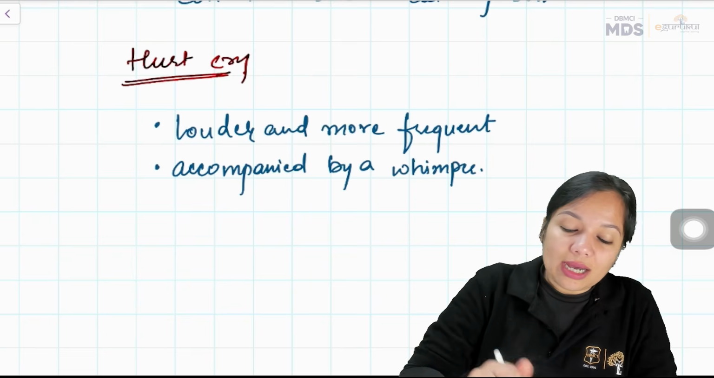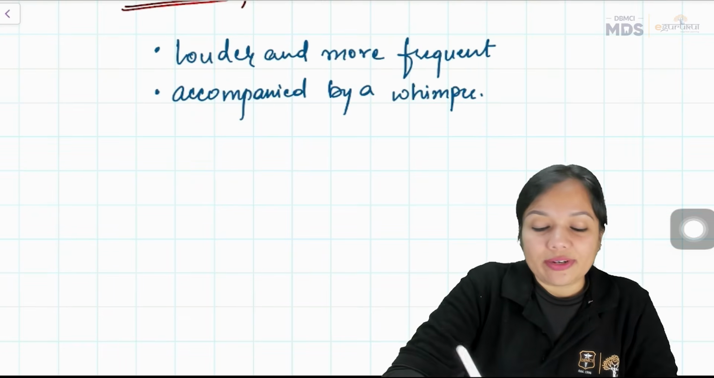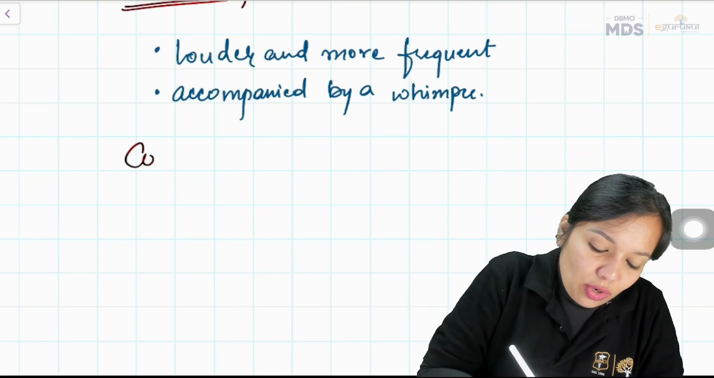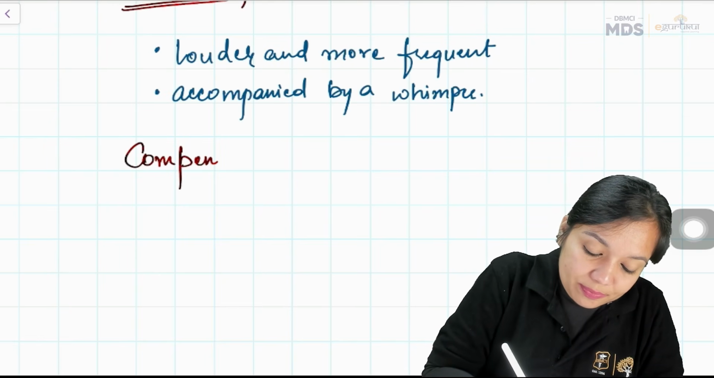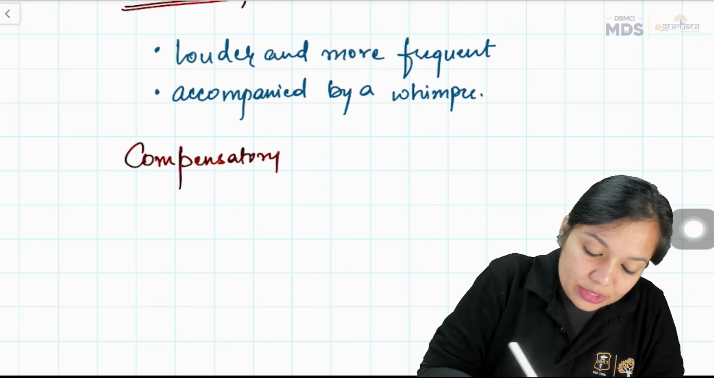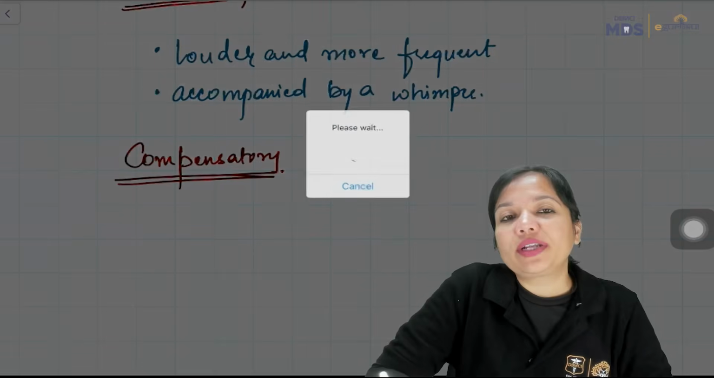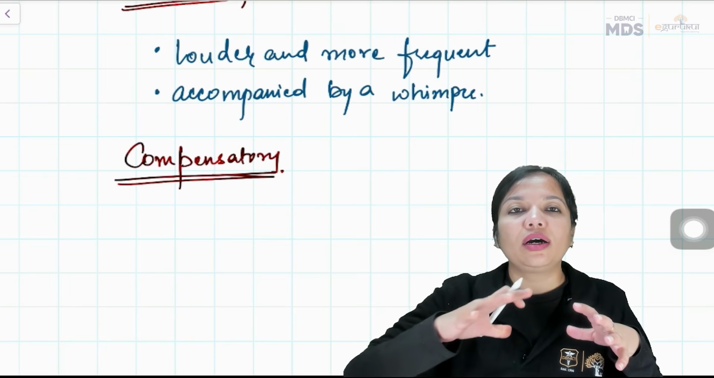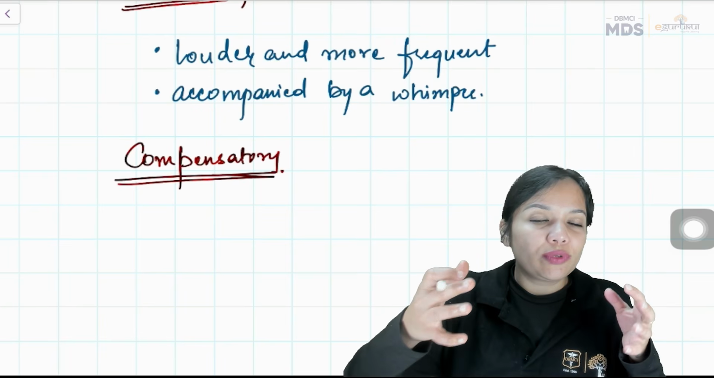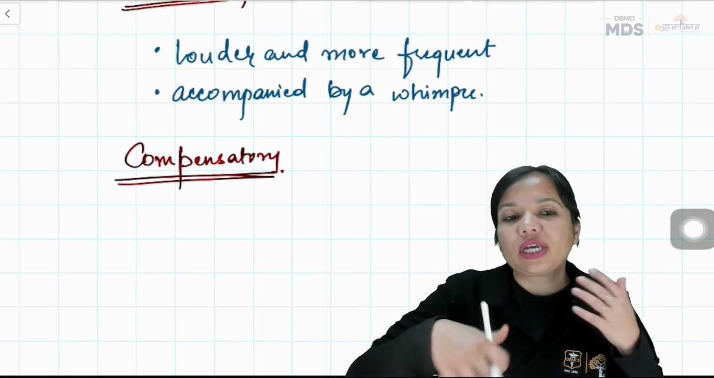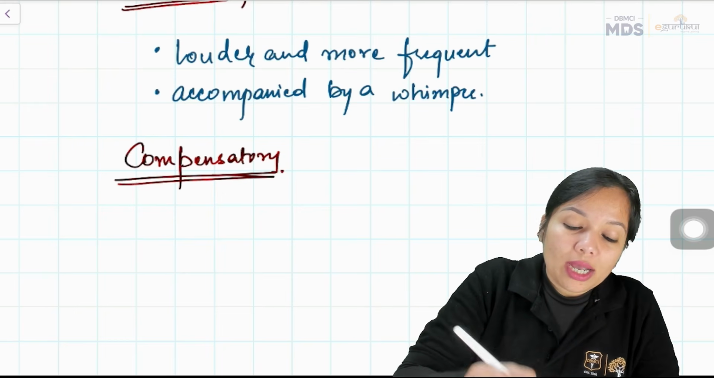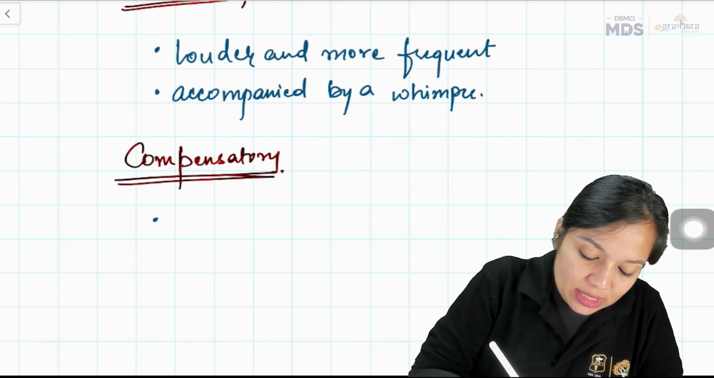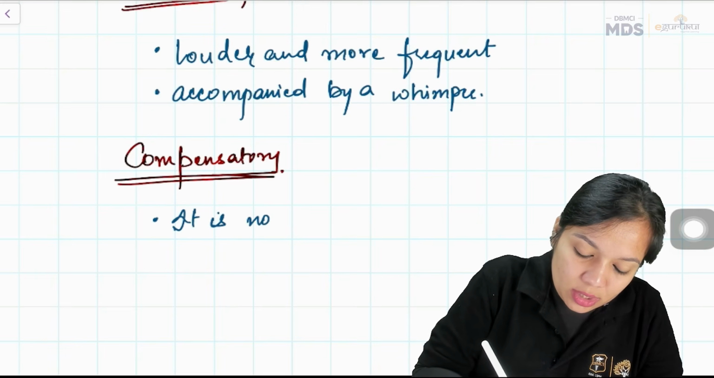Right. And then the last type of cry is the compensatory cry. I think the favorite of the MCQ paper setters. There are a lot of times when you will get this question: what is compensatory type of cry? Or they will give you a characteristic and four options asking which type of cry it is. So a compensatory cry is not a cry at all. The first feature is it is not a cry at all.